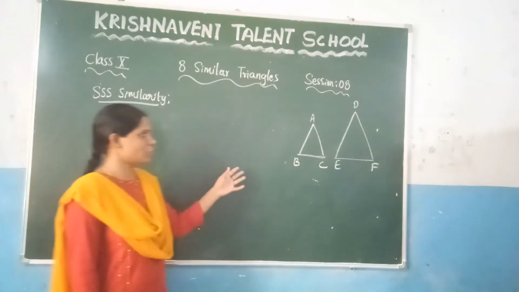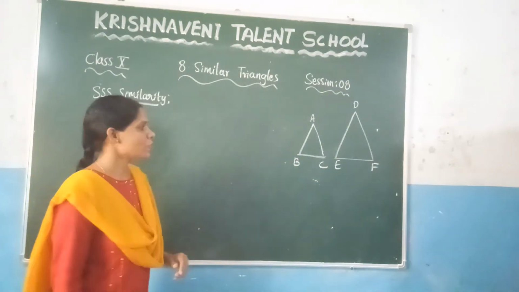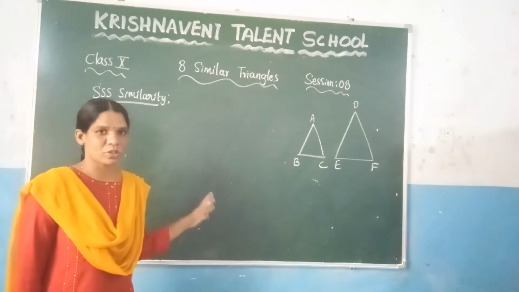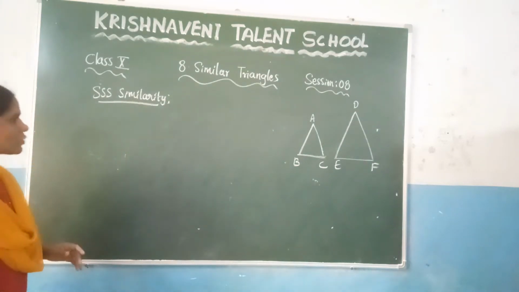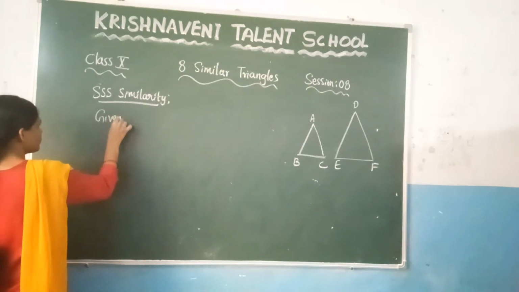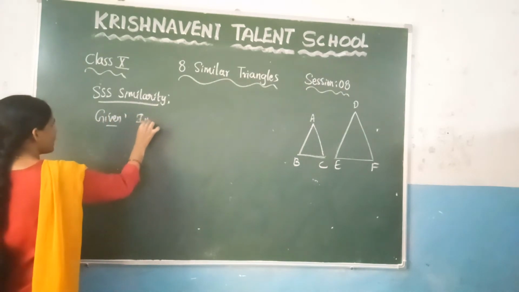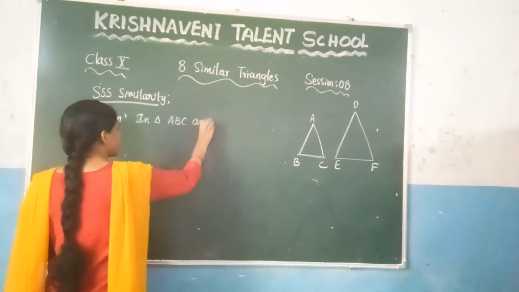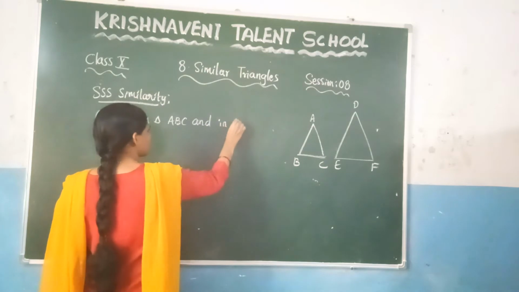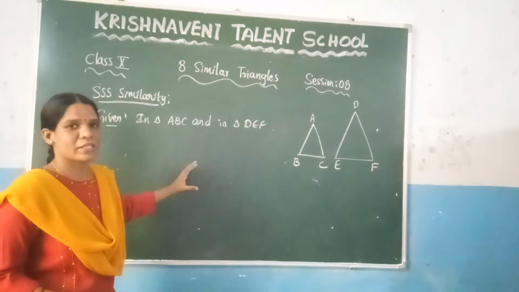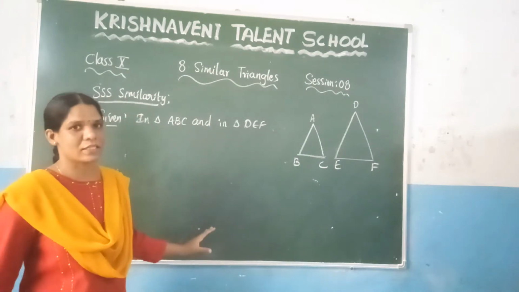So let us consider two triangles ABC and DEF. Now here, let us write what is given and what we need to prove so that we can prove the theorem. So here, what is given in triangle ABC and in triangle DEF, what they have given is that corresponding sides are proportional. That condition they have given.